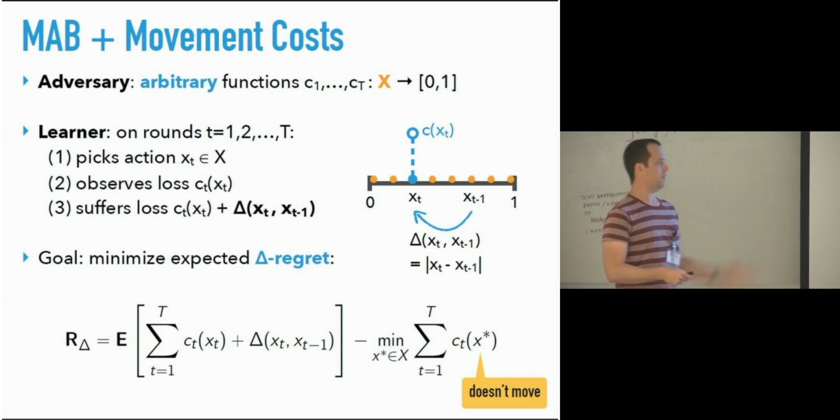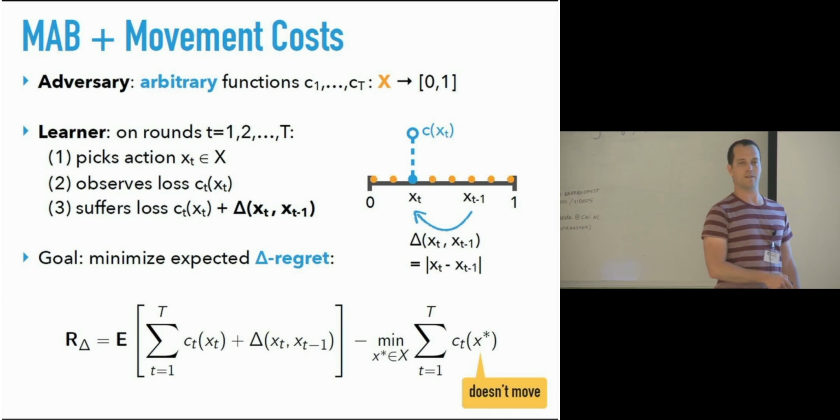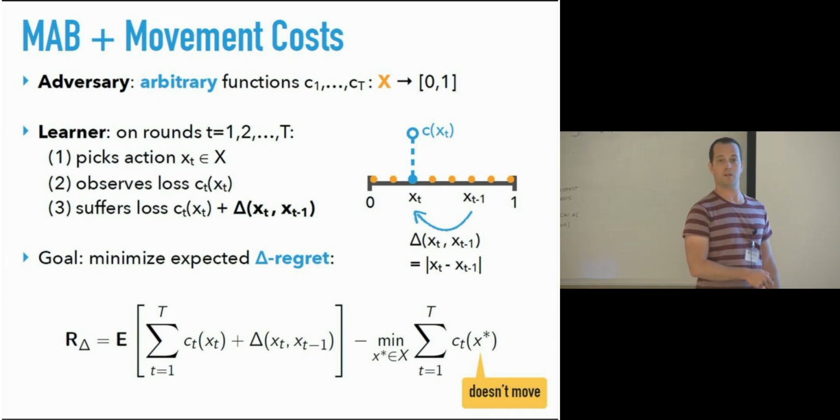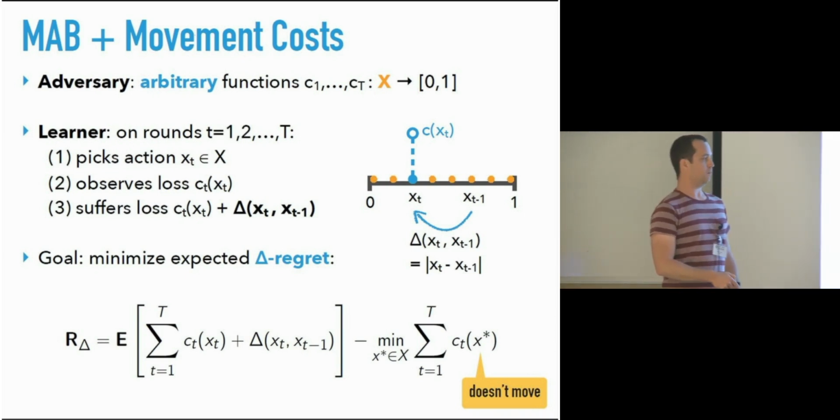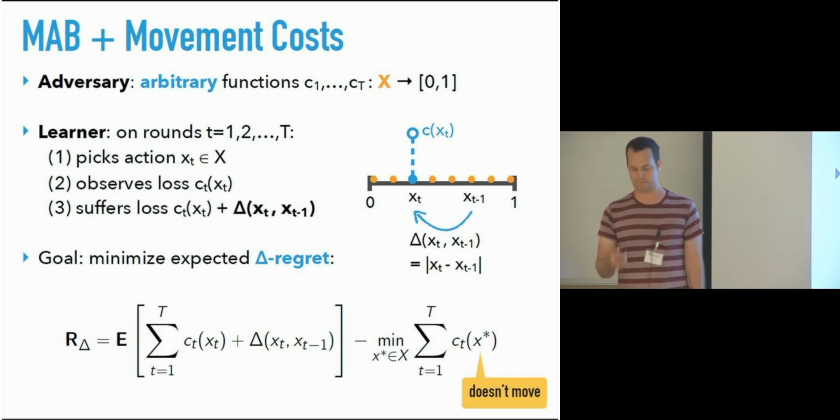Okay, and then the regret is defined as usual. But now there is an additional term that sums up the movement cost incurred by the learner. And notice that the benchmark does not suffer any movement cost because we compare ourselves to a fixed action, which does not move at all. Okay.